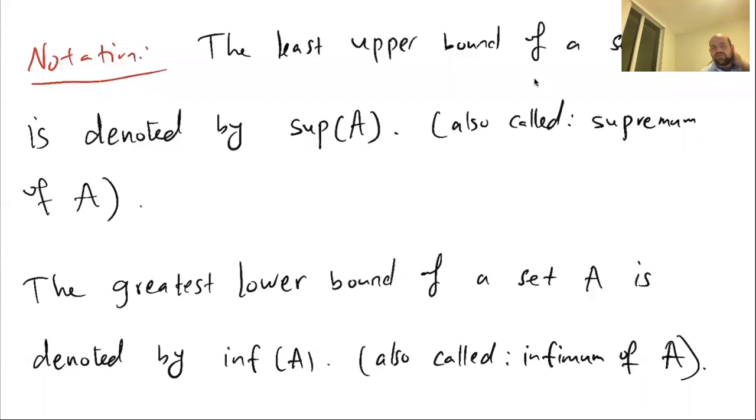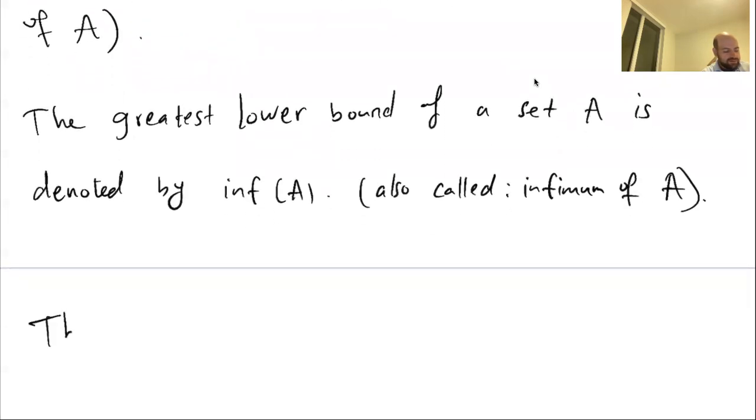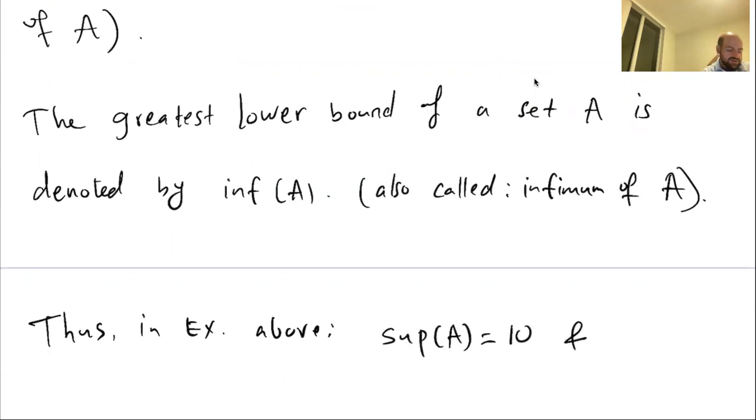Okay, so supremum is the least upper bound. The notation is sup A. And infimum is the greatest lower bound, and the notation is inf A. So in the example above, what could we say? We could say that the supremum of A is equal to 10, and the infimum of A is equal to 1.